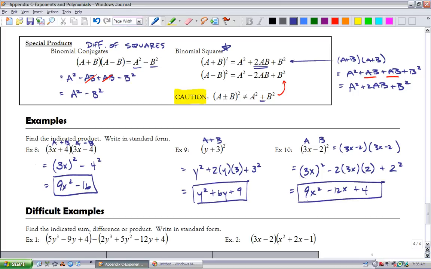Okay? Again, these are shortcuts. You could just FOIL them, or use the distributive method, and you'd end up in the same place.